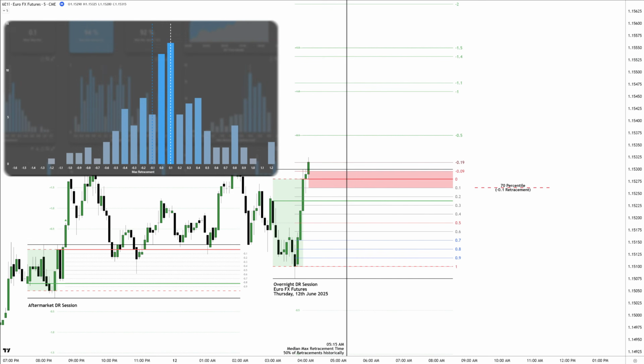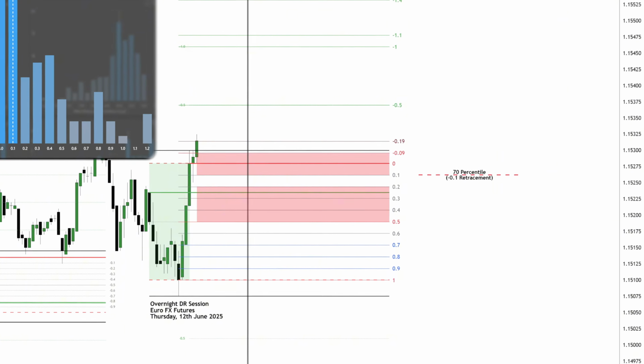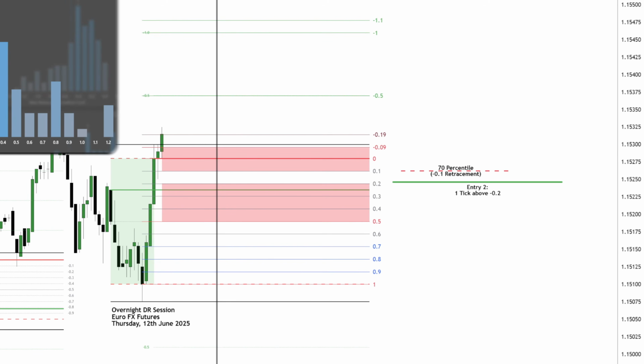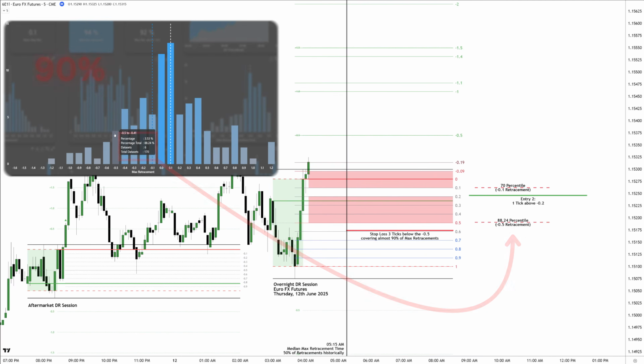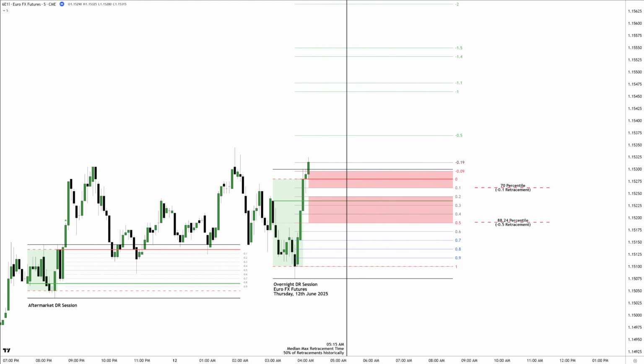A second bullet, if stopped out on the first one, can be taken in the minus 0.2 to minus 0.5 area. Enter one tick above and set your stop loss 3 ticks below the minus 0.5 or IDR mid. With that stop loss, you're covering around 90% of historical maximum retracements that happened in a DR true session. Isn't that insane? Apply these two areas for a potential entry throughout the session if a long confirmation happens in the first half an hour for Thursday's overnight DR session.